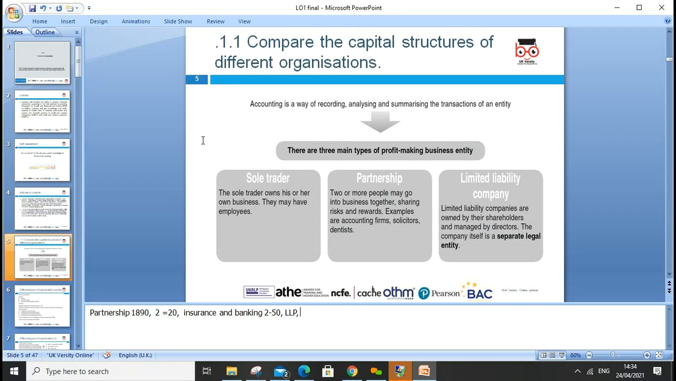For a limited liability company, we follow the Companies Act. Do we know which year? Companies Act 2006. According to this, a company is a separate legal entity, and the company has its own name, own office, directors and shareholders. Especially in a Ltd, the directors are the owners of the company as well.